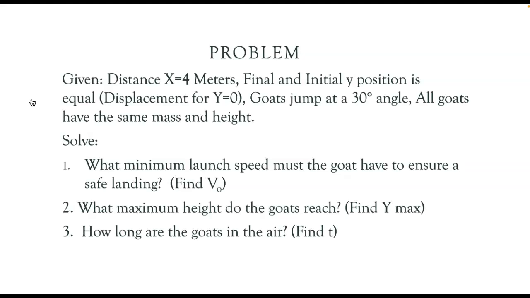Also, we know that gravity is 9.81 meters per second squared, with positive being in the up direction, and the displacement in the vertical is 0, as well as all the goats' mass and height being the same. The unknown variables are time, initial horizontal velocity, and the initial vertical velocity, initial velocity, and the height of the goats at the peak of the jump.